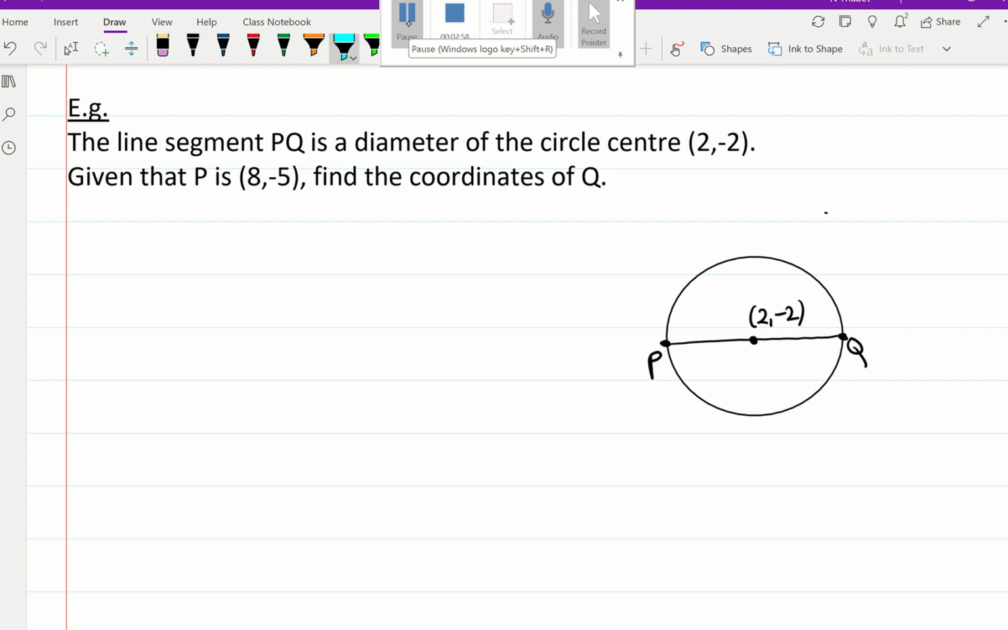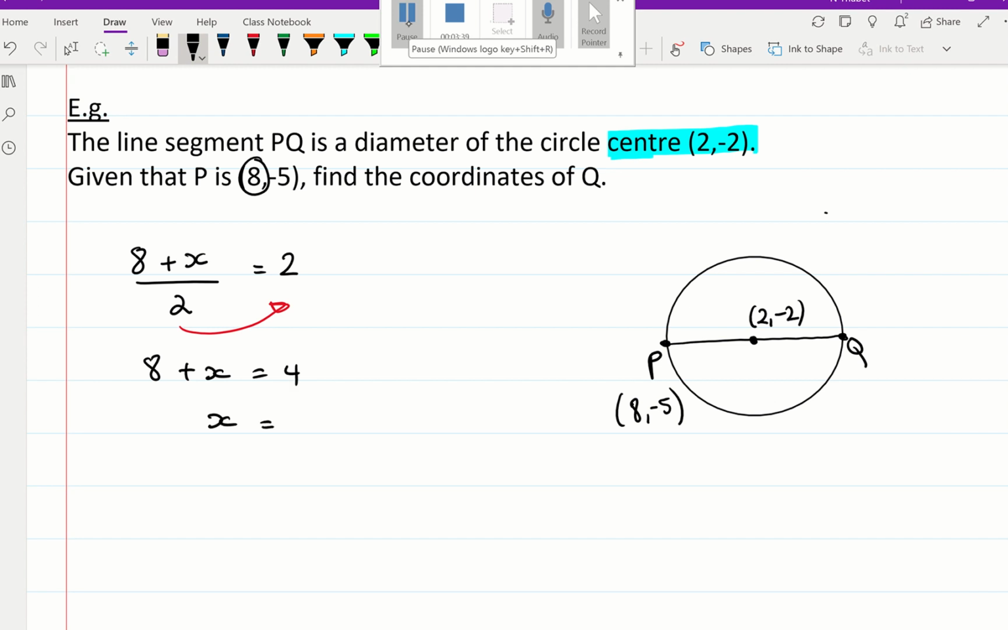So be careful to read the question carefully. The center is (2, -2), and then you are told what P is. P is (8, -5). And it says, find the coordinates of Q. So you have got the following. 8 plus x, because x1 and x2, so (8 plus x) divided by 2 equals the x coordinate of the midpoint, equals 2. And you would solve that to find x. So 2 times 2 is 4, 8 plus x equals 4, x equals 4 minus 8, which is -4. So I found the x coordinate of Q.